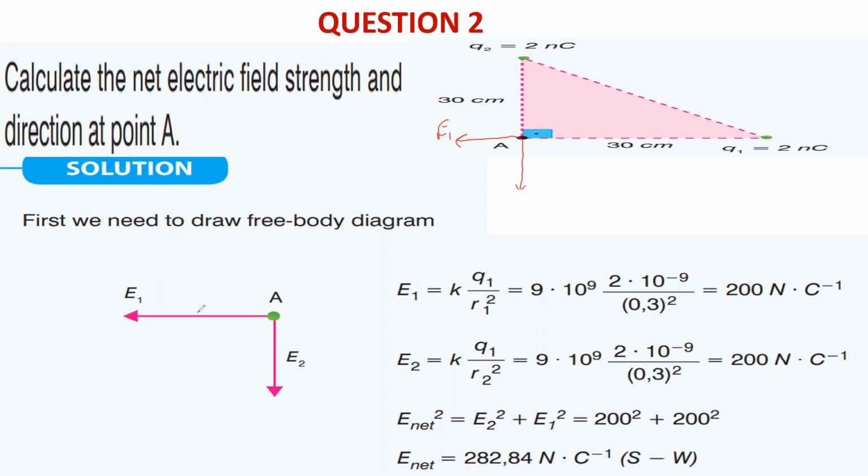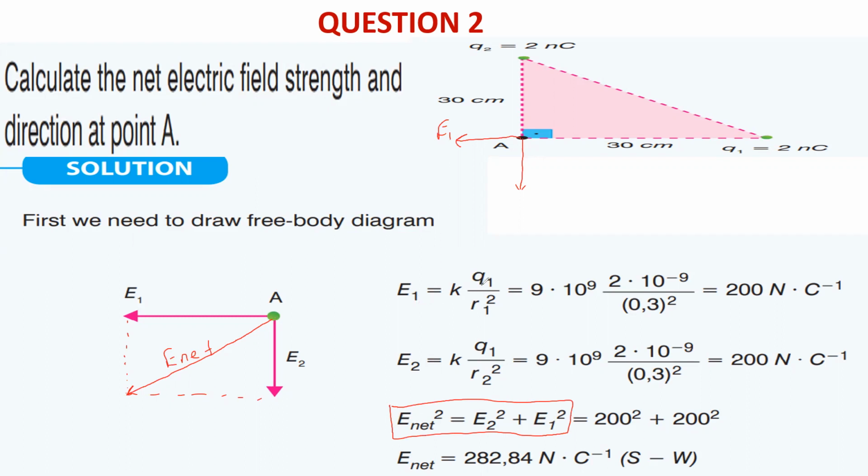When you calculate, you are going to use our formula. E net squared equals E2 squared plus E1 squared. This is the formula we are using now. We are not just adding or subtracting. We are using this formula to calculate E net. I hope everything is fine. Same formula we are using.